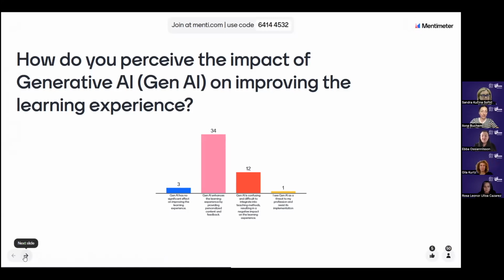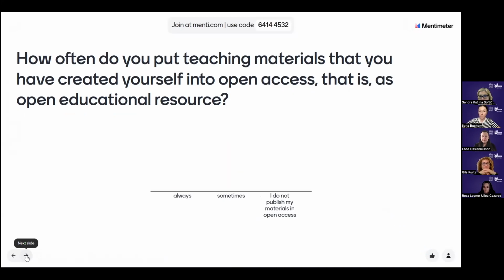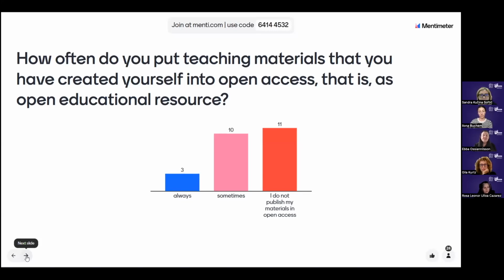Okay, perfect. Thank you. Now we have one more question before we start, so I'll just move on to the second question. This one is, how often do you put your teaching materials that you have created yourself in open access, that is, as open educational resources? So this is the second question we have. So let's see what the participants will answer to this one. Yeah, let's see, a few seconds.